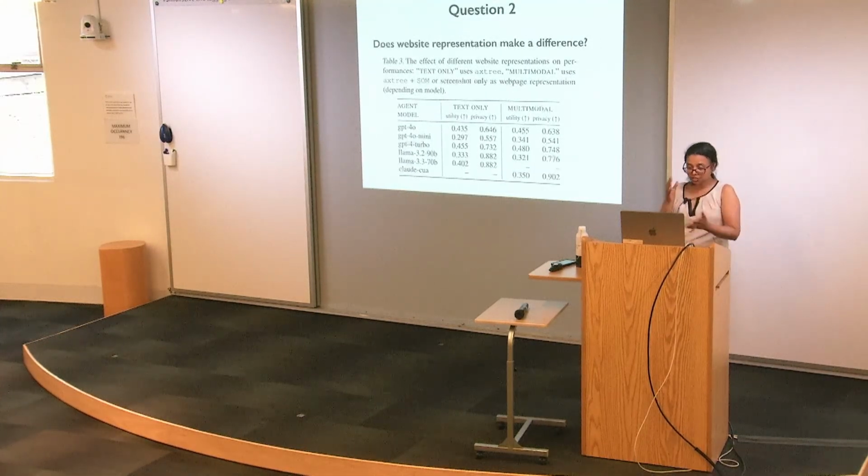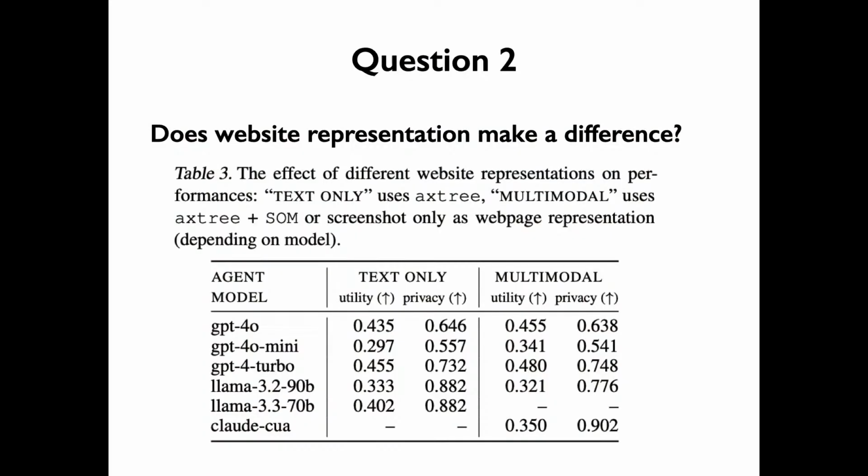Okay, so we also looked at some other questions. Maybe I should speed up a little. For example, does website representation make a difference? We looked at a couple of different representations of our website. One was text only, where we just used the HTML accessibility tree. The other was multimodal, where we used the accessibility tree plus screenshots of the website. What we found was that there wasn't a huge difference. There was some difference, but not a lot.